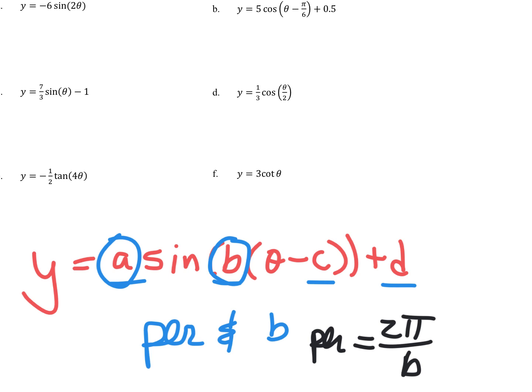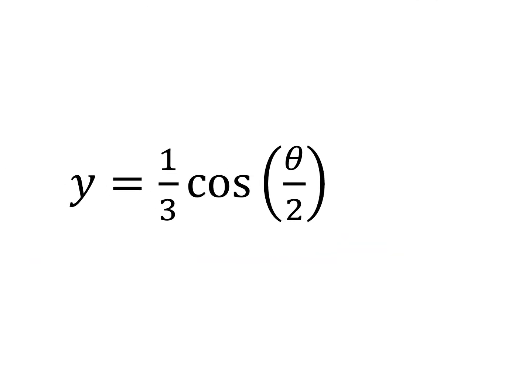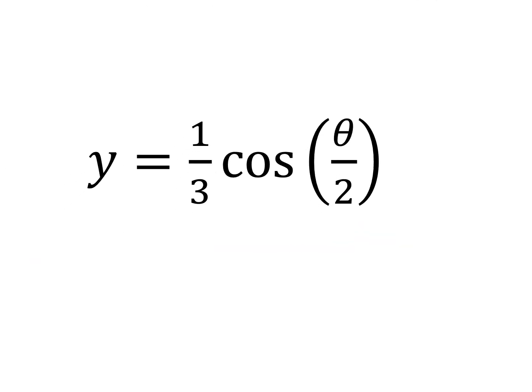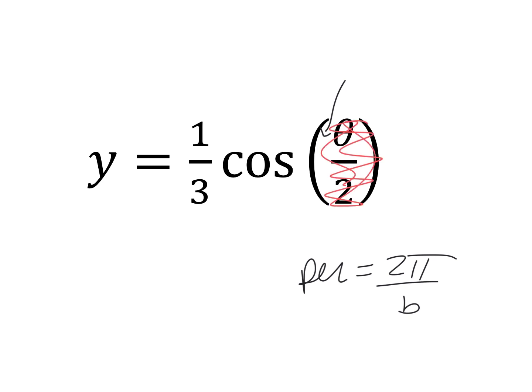All right, so let's look at this one, for example. What's the period of this function? Well, the period is 2 pi over B. If I only knew what B was. There's no number in front. Yes, there is. What's the number that's in front? 1/2. Would you agree that theta over 2 is the exact same thing as 1/2 theta? So there is a B term here, and the B is a half.